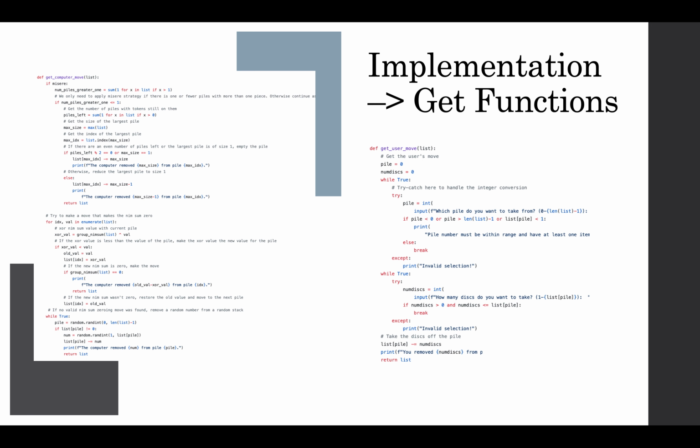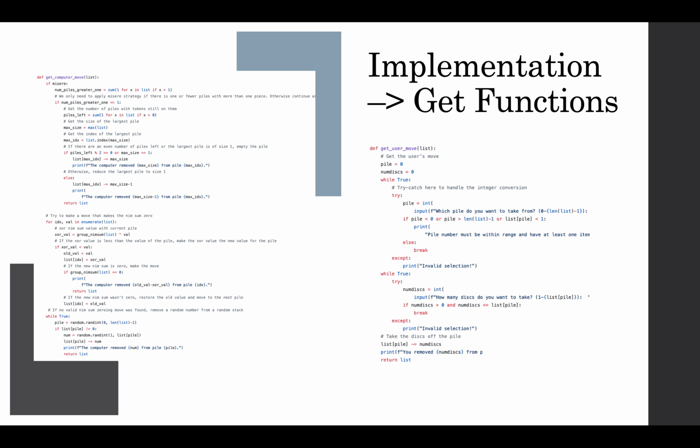In the getComputerMove function, we check if Misère mode is set. If so, and there are one or fewer piles with more than one disk, then we check to see how many piles are left and what the size of the largest pile is. If there is an even number of piles left, or if the largest pile is of size 1, then we empty the largest pile.